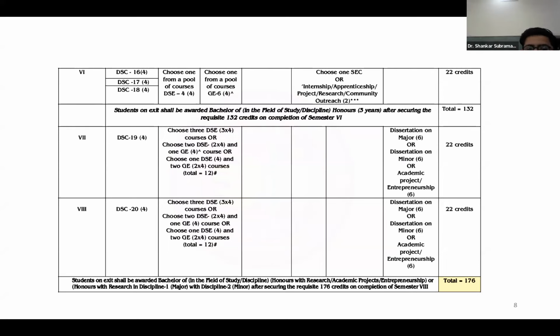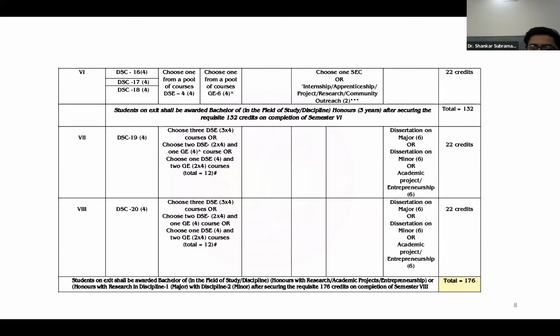Now when we move on to the seventh semester, the student will be offered a discipline specific core paper, compulsory core paper of 4 credits plus the remaining distribution of 22 credits is in the form of either he or she can take 3 discipline-specific electives, each of 4 credits, or 2 discipline-specific electives of 4 credits, and 1 GE of 4 credits. Totally, the combination has to be of 12 credits. So 12 could be 3 electives, each of 4 credits, or 2 electives and 1 GE of 4 credits, or 1 elective and 2 GE of 4 credits. So total credits of 12 has to be taken here.